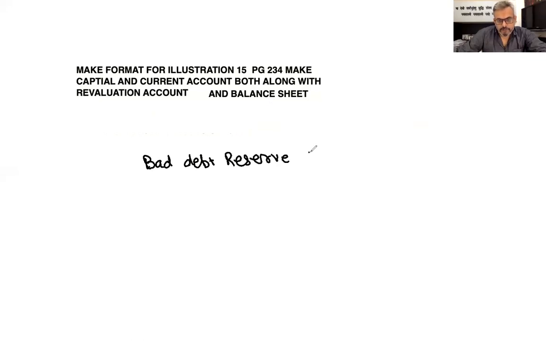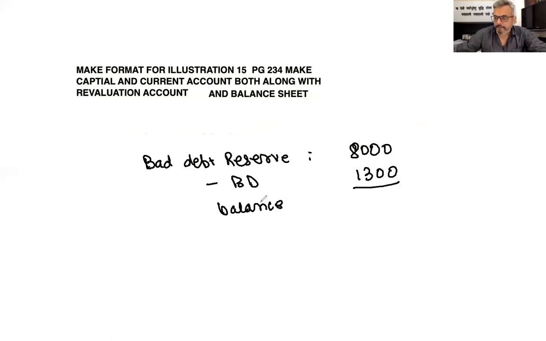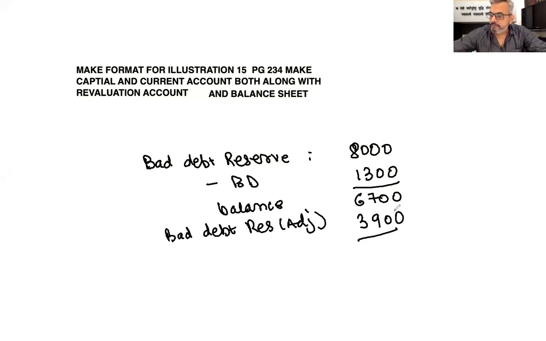Bad debt reserve. We had a balance of 8,000. From that, minus bad debts, which we saw just now, 1,300. So our balance after the bad debt effect comes to 8,000 minus 1,300, which comes to 6,700. Now, what is bad debt reserve as per adjustment? Bad debt reserve as per adjustment comes to 3,900. So how much is excess? We have excess bad debt reserve, which is to be reversed.